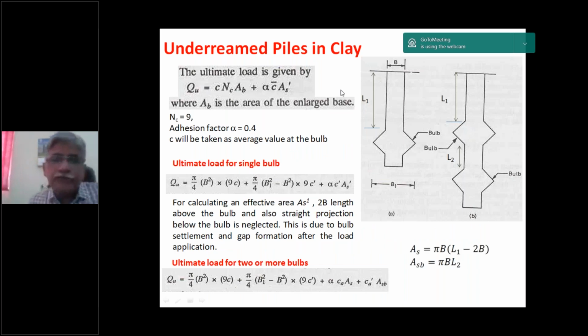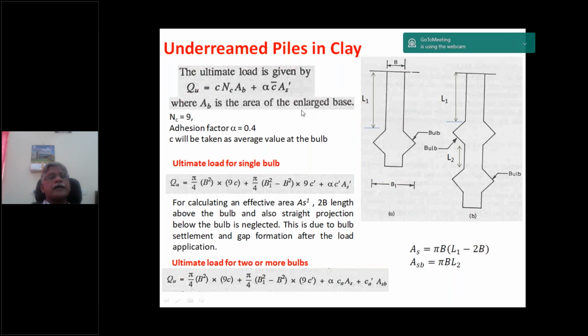Sometimes, apart from regular piles in strong soils, we also use pile foundations in expansive soils, wherein the underreamed piles are very effective. In that case, the ultimate load capacity is given as Nc Cb Ab plus alpha Ca As dash. Ab is the area of the enlarged base and Nc can be taken as 9. The adhesion factor alpha can be taken as 0.5 or 0.4. The cohesion C will be taken as the average value at the bulb level.